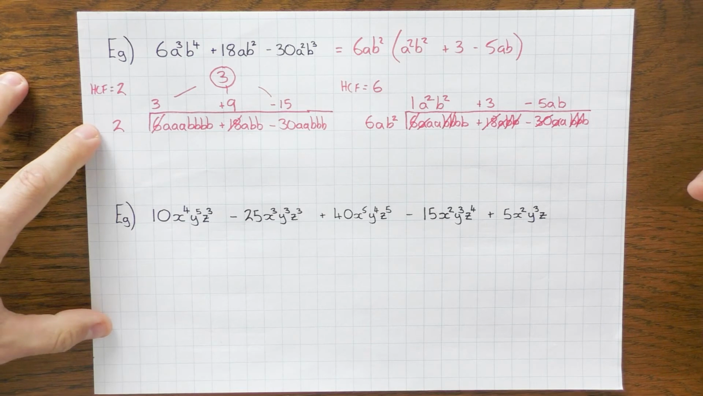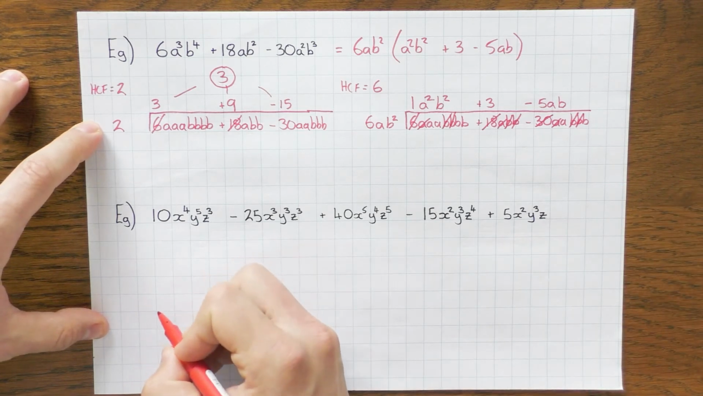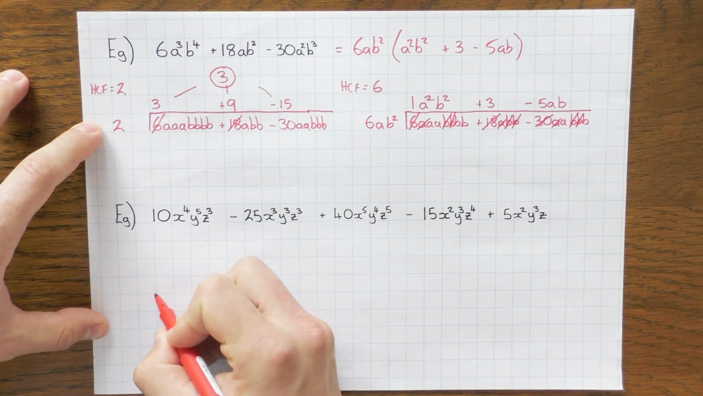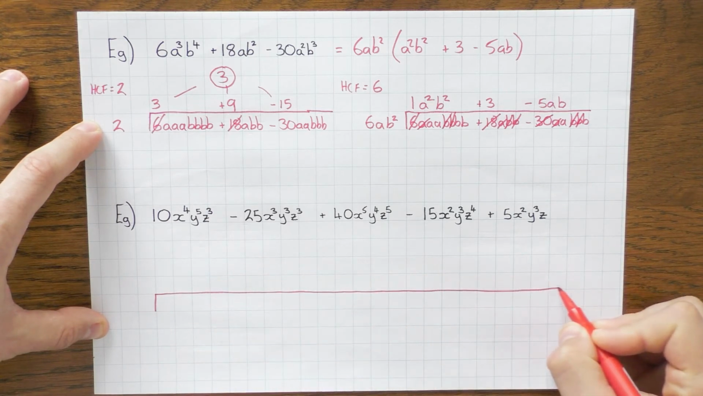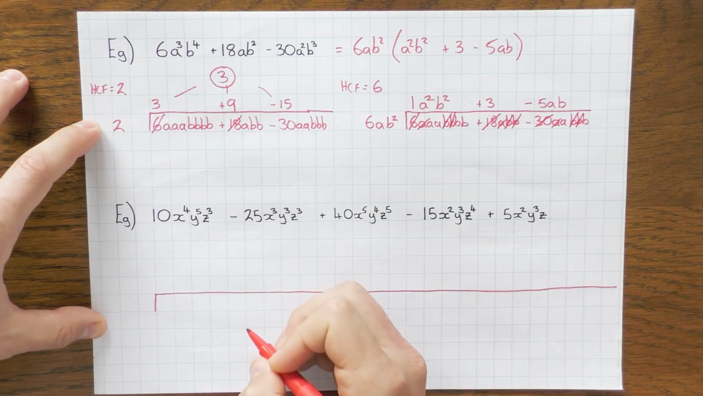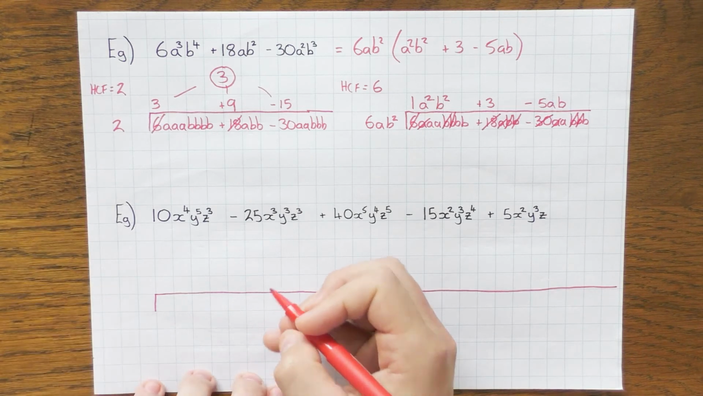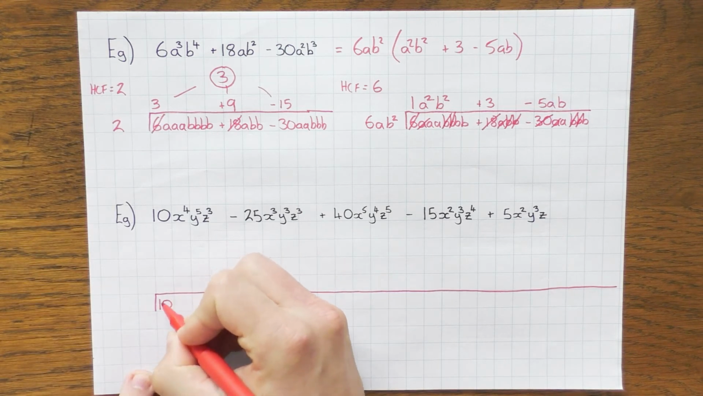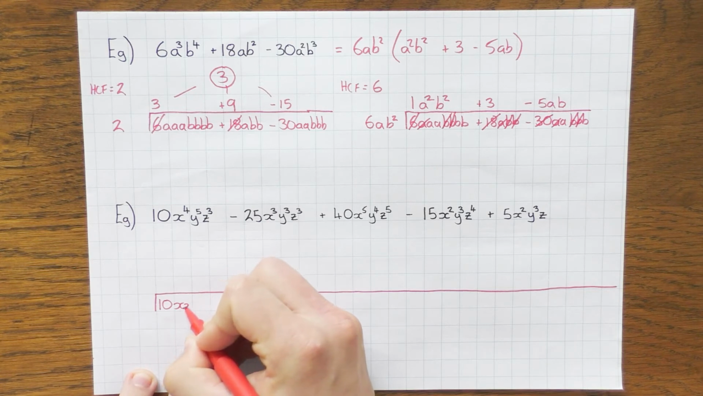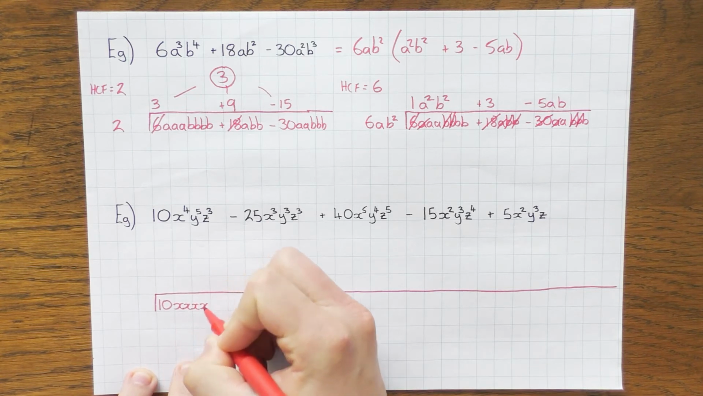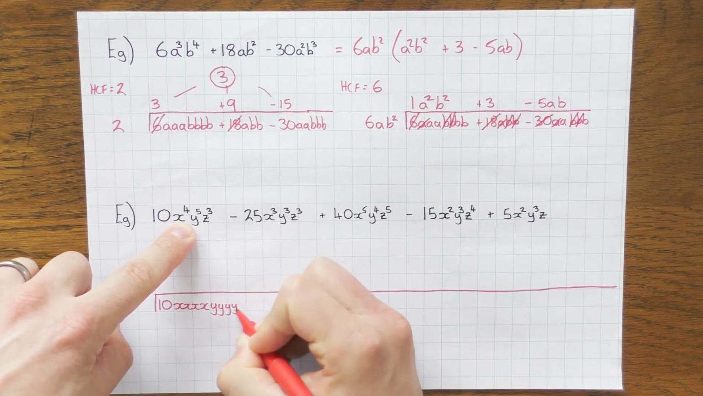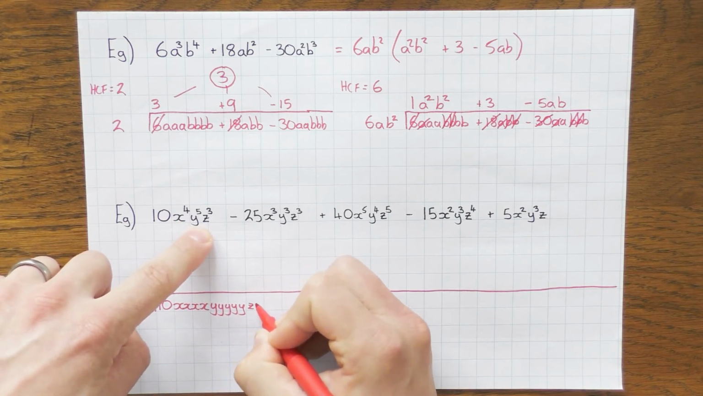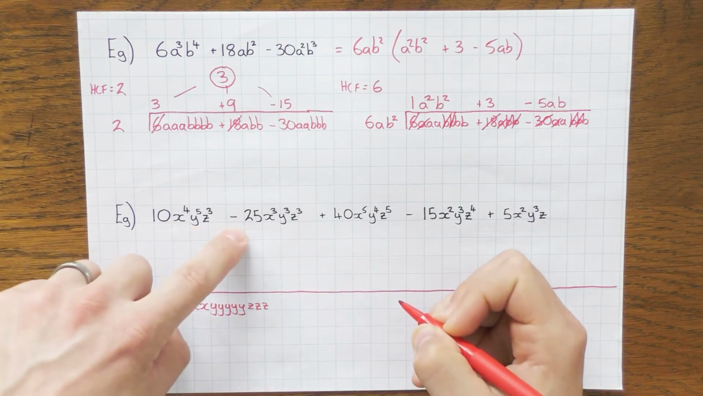So let's give this one a go. So this is going to be quite a big grid. I'm imagining it's going to go all the way across the whole page. Why not? It's always good for a laugh. And let's start to break it down. So 10 x to the power of 4, so 4 x's. Y to the power of 5, so 1, 2, 3, 4, 5. And then z to the power of 3, so 3 of those.